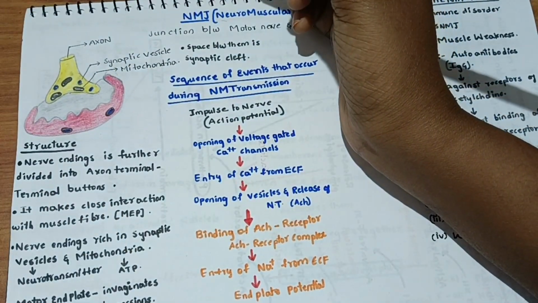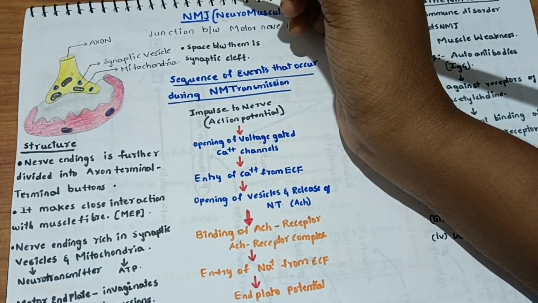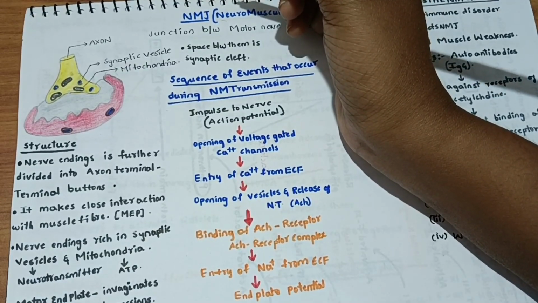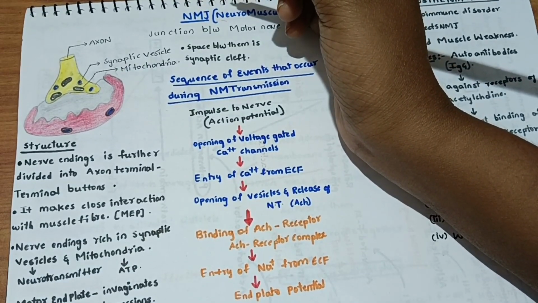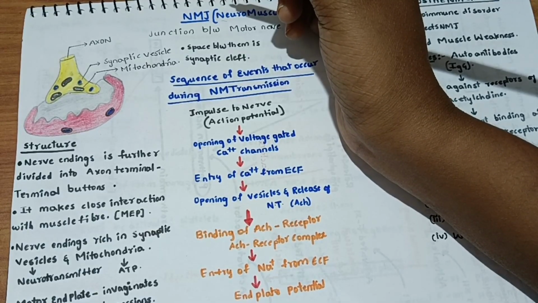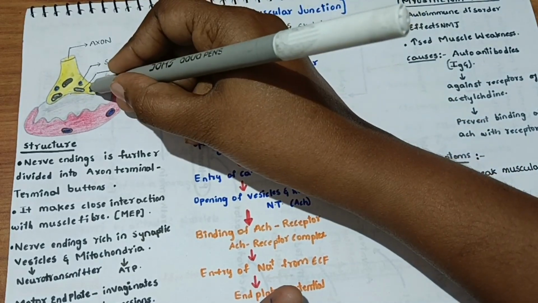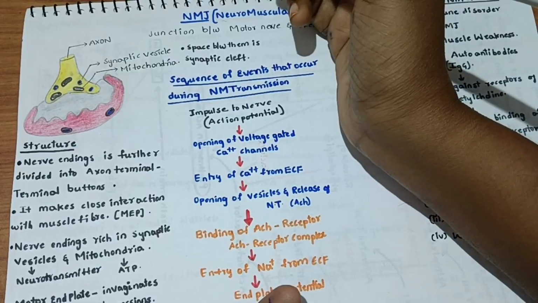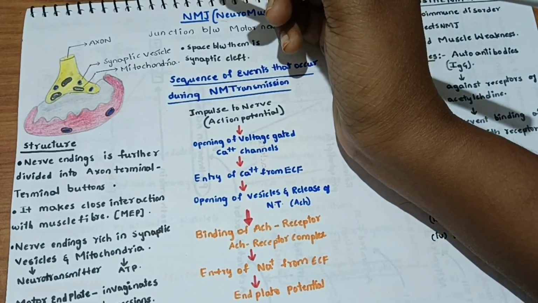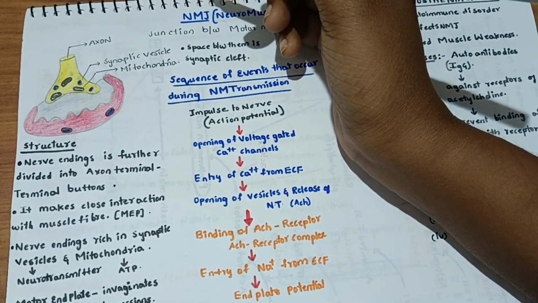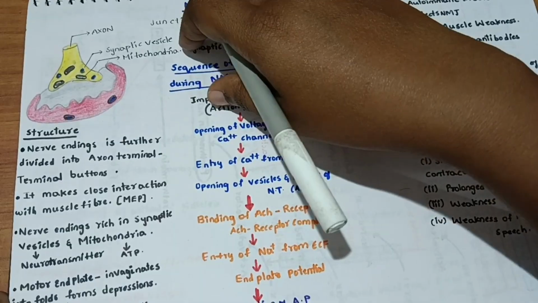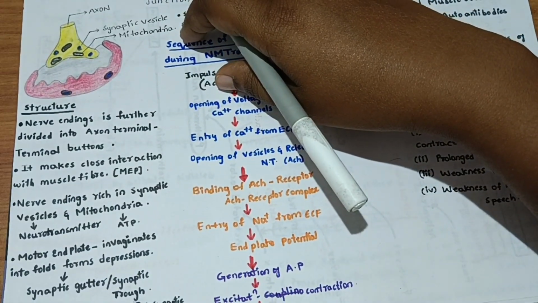The lower end of the axon or the neuron contains more mitochondria and more synaptic vesicles. What is stored in the synaptic vesicles? The neurotransmitters are stored in the synaptic vesicles, whereas the mitochondria are required for ATP.